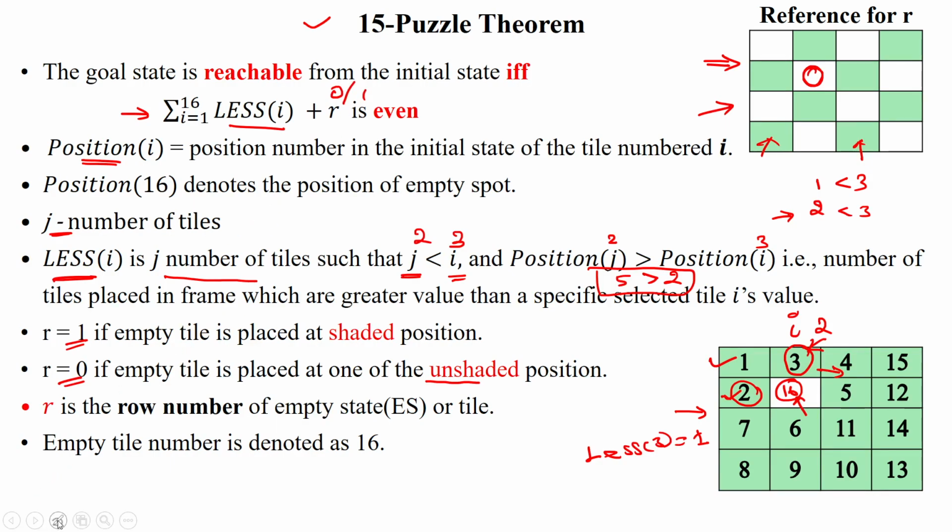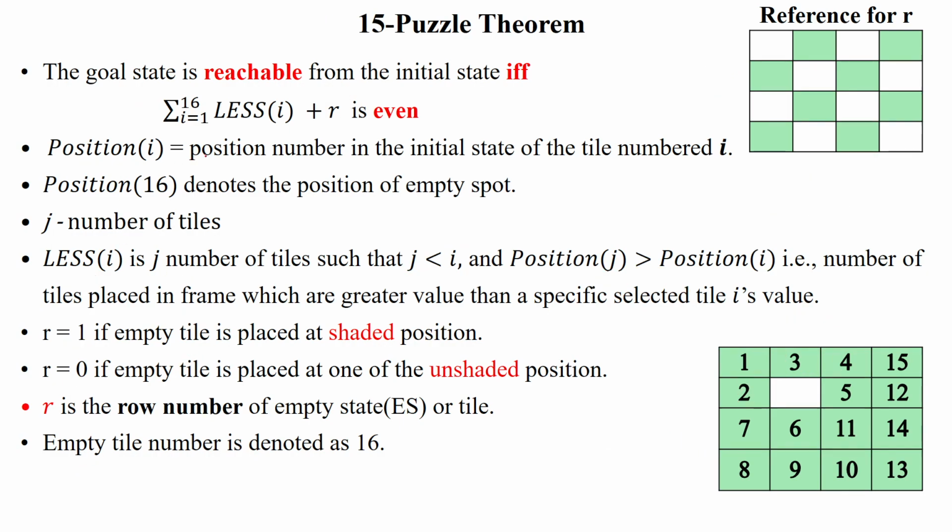So when you are substituting the values, after calculating the position of each and every tile by calculating the less of each and every tile, we have to check that the summation of all the less of i plus r should be even. If it is an even number, then we can say that the given initial state is leading to the goal state. Otherwise, if we get any odd number, then the given initial state is not leading to the goal state.